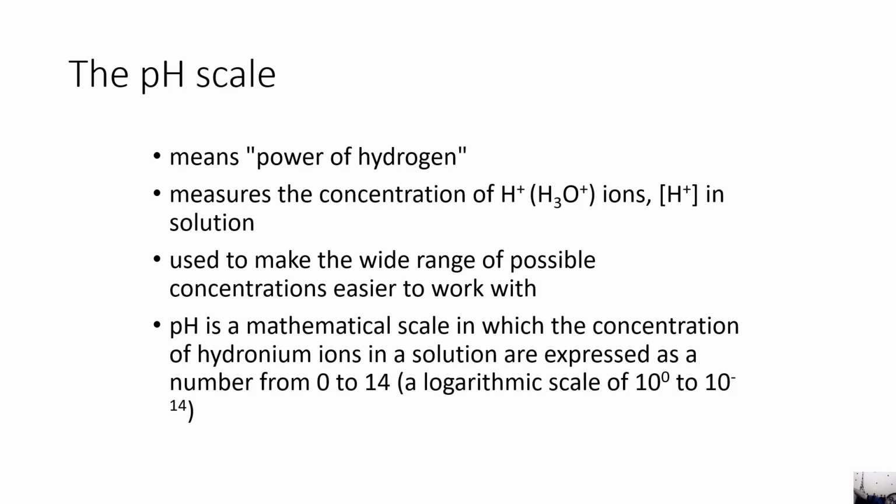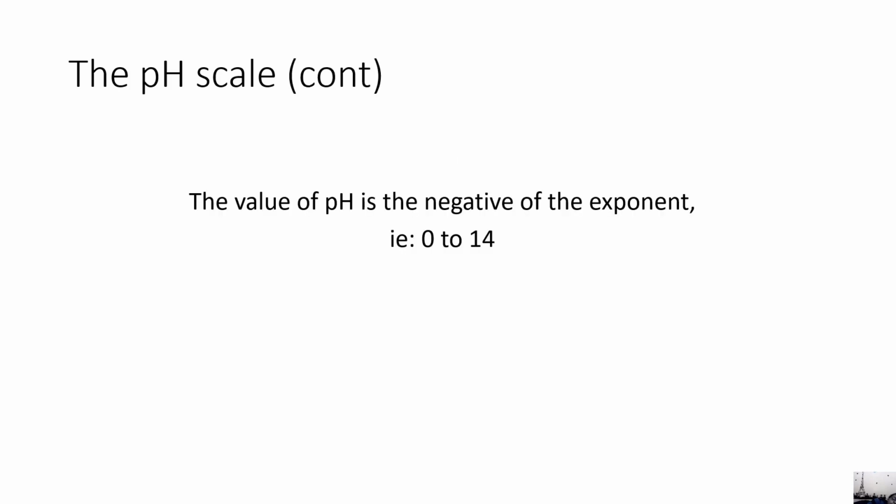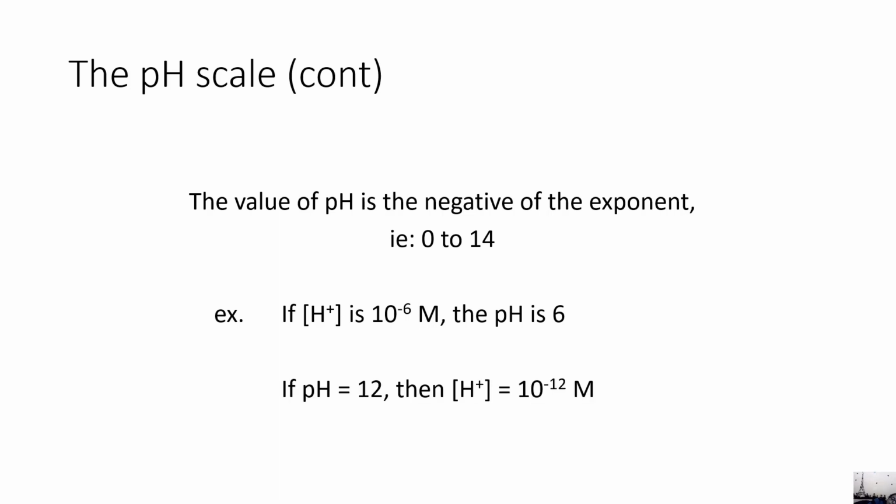Basically, it's a logarithmic scale of 10^0 to 10^-14. So the value of pH is the negative of the exponent. Okay, that is 0 to 14. So if H+ ion concentration is 10^-6 molar, the pH will be 6. So if pH is 12, then H+ will be 10^-12 molar.